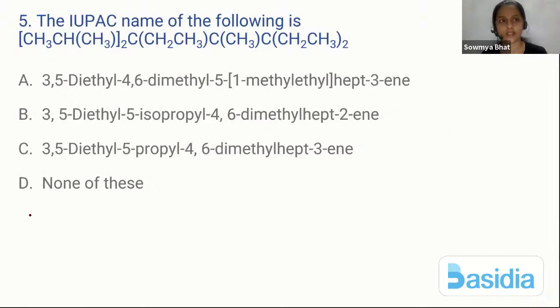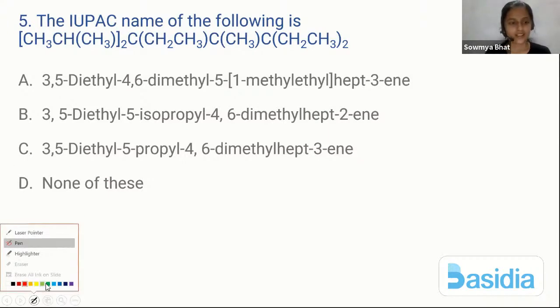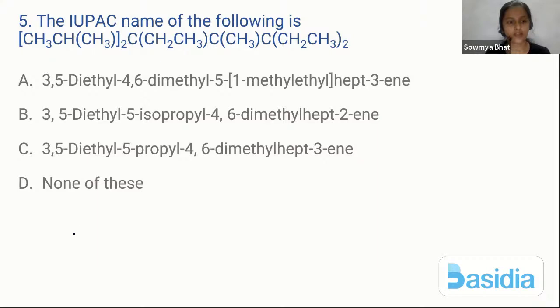Let's go to the next question. The compound seems a bit complicated. We are going to write the structure first. The IUPAC name of the following is. We'll write the structure. See how many carbons are in the main chain. This is the carbon which is present in the main chain. This is the carbon which is present in the main chain. And this is the carbon which is present in the main chain. So let's write 3 first.